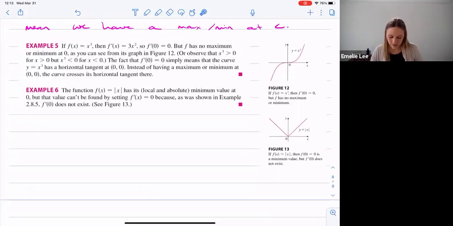But also, the absolute value of x, remember the absolute value of x is like a V shape, and we know that we have a minimum here, right? Just because it's not differentiable at 0 doesn't mean that we don't have a minimum, right? And so here, the derivative at x equals 0 doesn't exist, right? So kind of 2 things to look out for. All right, good.